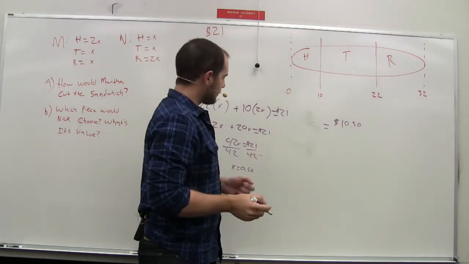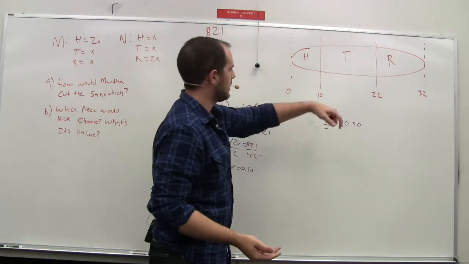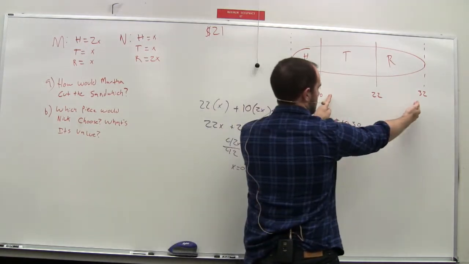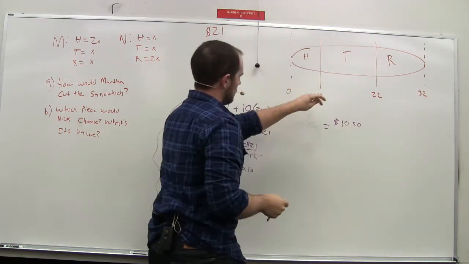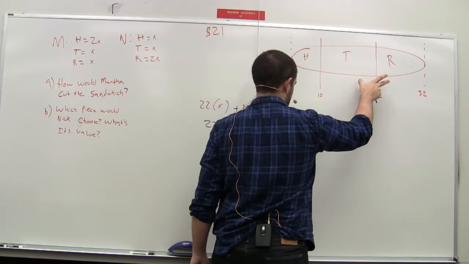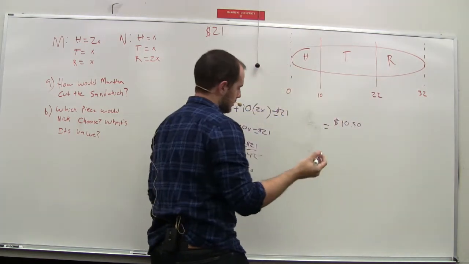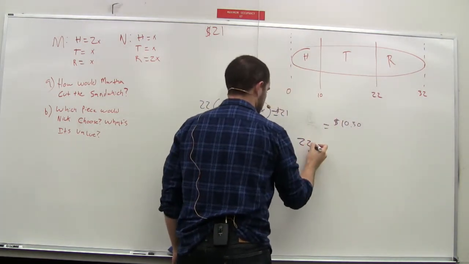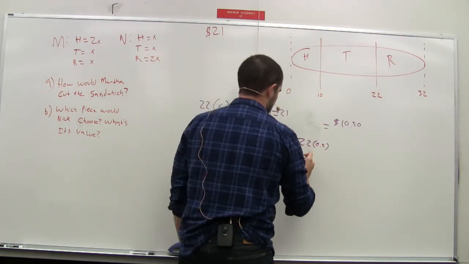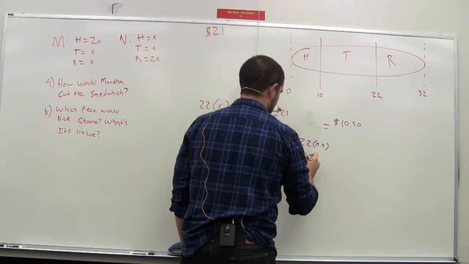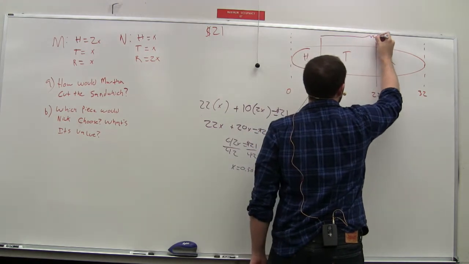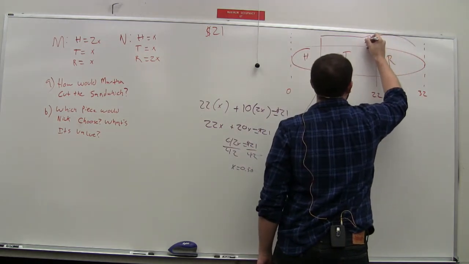Okay, so now we can take that term and plug it back in to figure out what this piece of the sandwich is worth and what this piece of the sandwich is worth. Let's start with the turkey and roast beef. The term we came up with for the turkey and roast beef was 22x. So we can just do 22 times 0.5. Remember, that's what x equals. And so we get a total value of $11. Okay, so this piece right here is worth $11.